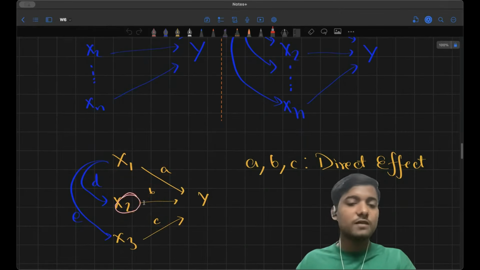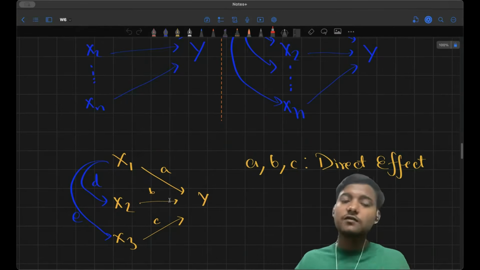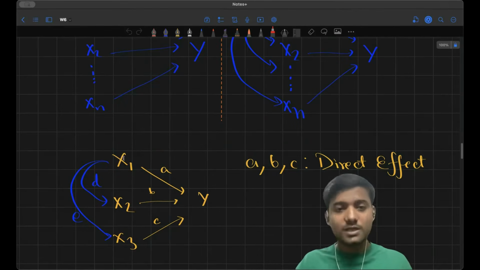If I change x2 by 1 unit, y would be affected b times. If I change x3 by 1 unit, y would be affected c times. So this is the direct effect of these things. But what would be the indirect effect of x1? If you can see this, if I change x1, x1 will directly affect y by a, right?